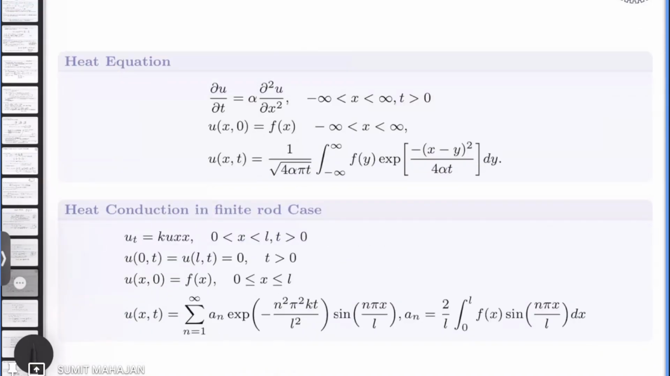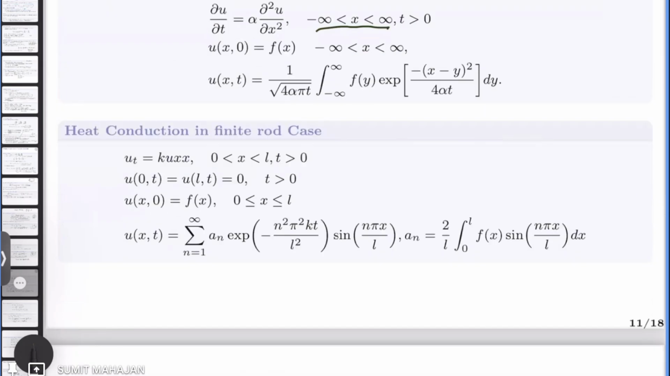However, in the case of the heat equation, let's say we have our equation del u upon del t equals alpha del squared u upon del x squared on minus infinity to infinity, and u(x, 0) equals f(x) on minus infinity to infinity. Then u(x, t) will be given by this equation. This is the same formula that we used in the last question in today's lecture.